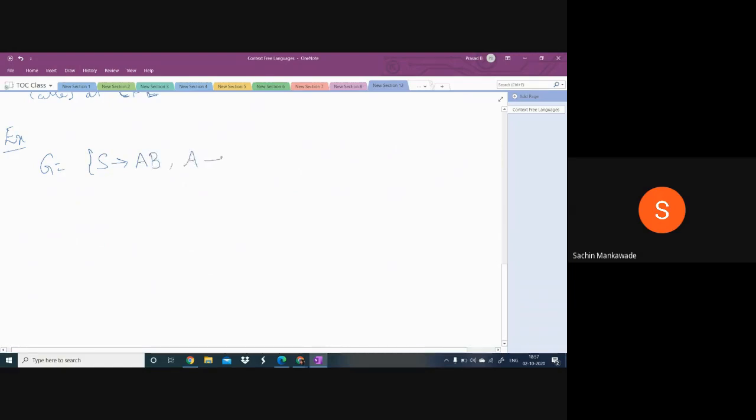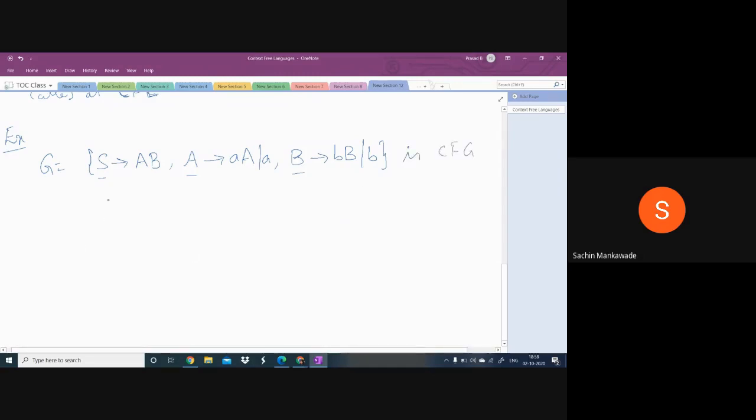The left side must be single. Right side can be anything. So look at this grammar. Here capital S, capital A, capital B are the non-terminals and small a, b are the terminals. Here we have 5 productions, and in every production the left side is a single non-terminal. So this is a context-free grammar.